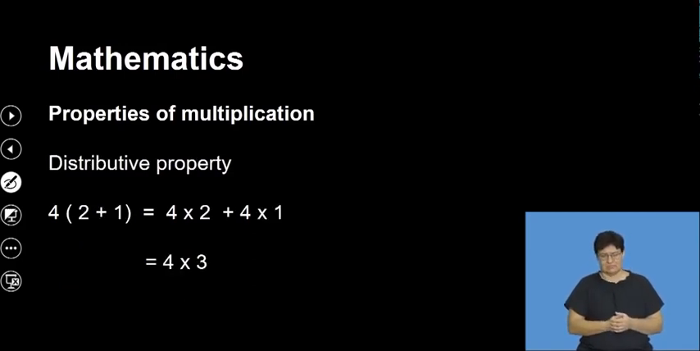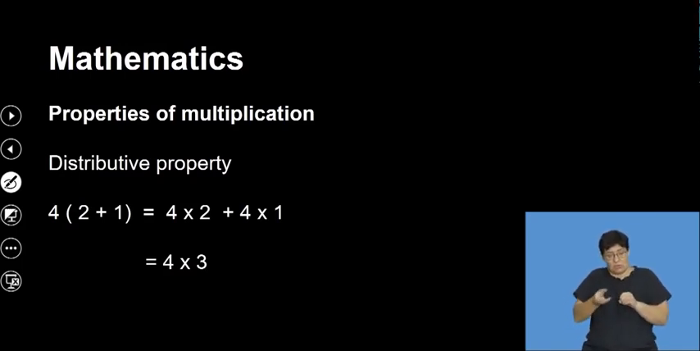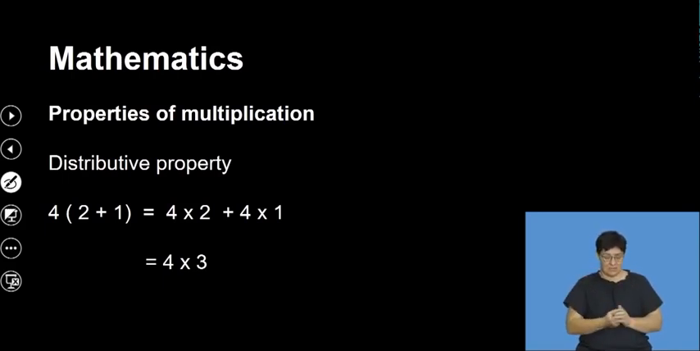Now, the distributive property has to do with taking a number outside the bracket and multiplying it throughout all the terms that are inside the bracket. Hence, it's going to be the 4 multiplied by the 2 and then the 4 multiplied by the 1.